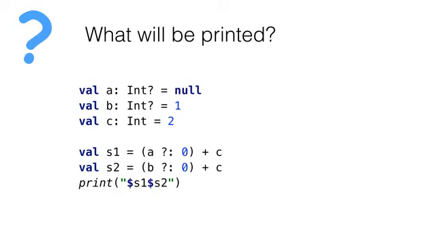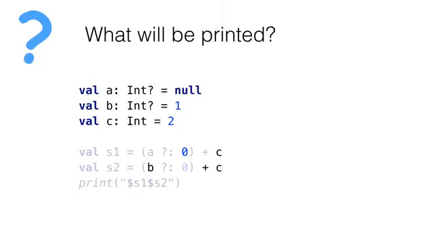The question for you here is, what is printed in this case? In the first line, we sum up 0 and 2, having 2 as a result. In the second line, because b is not null, we sum up 1 and 2, having 3 as a result. So the answer is 23.